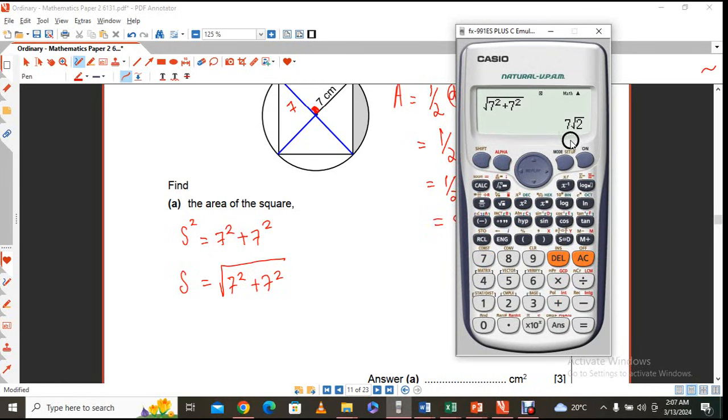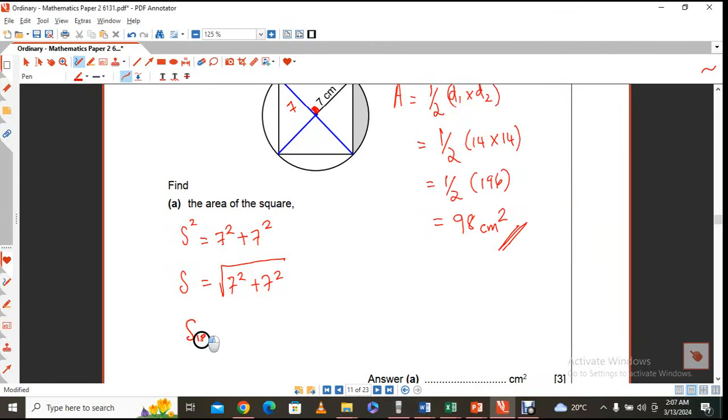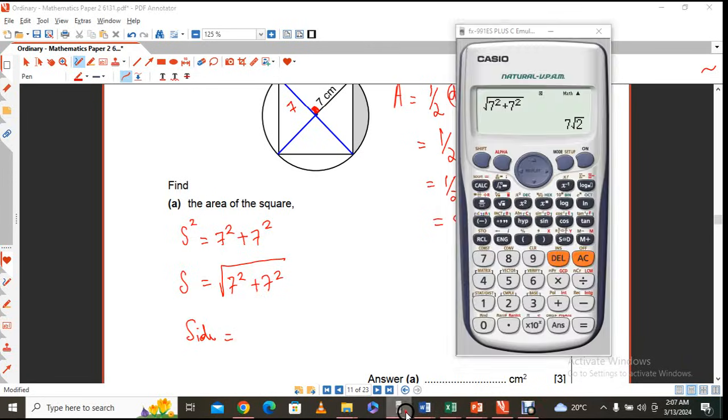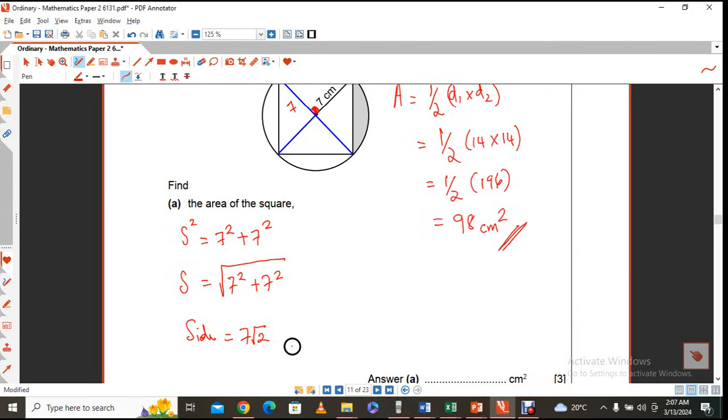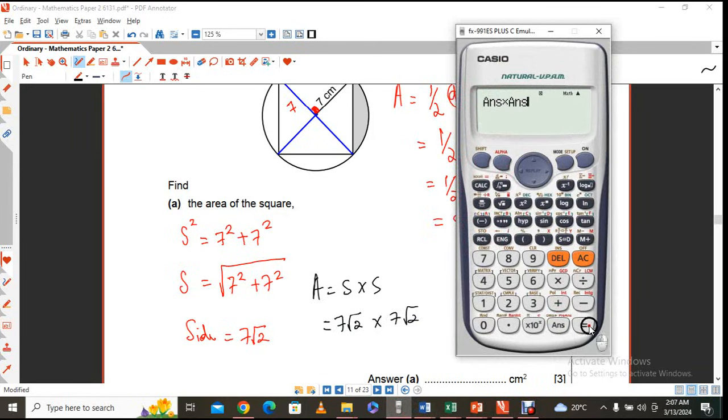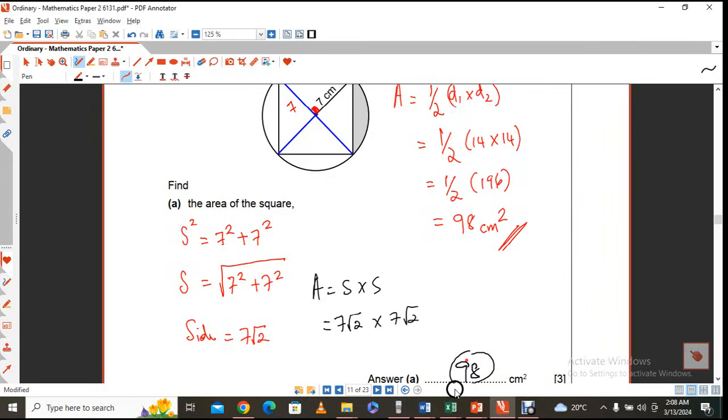Let's say the side, and let's leave the answer in surd form, is 7 root 2. I'm not going to give the decimal value. So that will be the side. Now, to calculate the area of a square, the area is side times side, which is 7 root 2 times 7 root 2. When you do that on your calculator, you multiply it by itself and you get 98 as an answer. So whatever method you use, you're going to get the same answer. Again, there are many other methods, but we are looking at anything that rounds to 98.